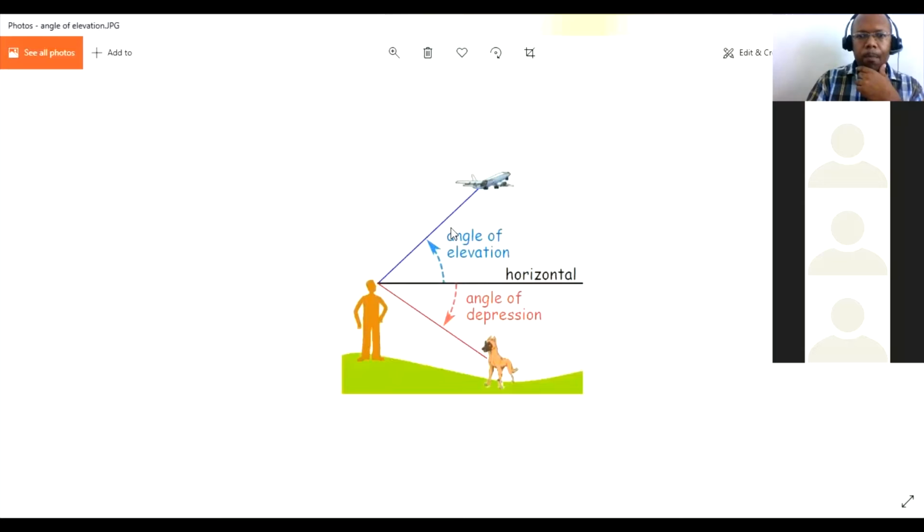Okay, so we see a man standing on a hill, and he is looking forward initially, and that forward line is labeled horizontal, but there is another name for it that you'll find in the textbook, which is the line of sight. As you can see, when he looks above the line of sight or the horizontal, he forms an angle when he looks up at the plane. And that angle is called the angle of elevation. And when he looks down at his dog, he forms an angle of depression. All right, so those are some things to bear in mind. Any questions so far?